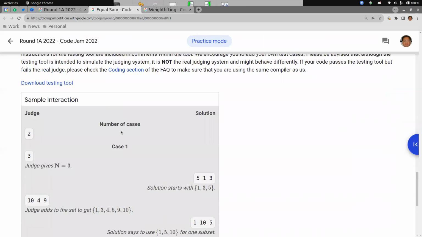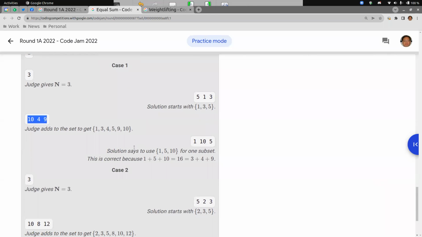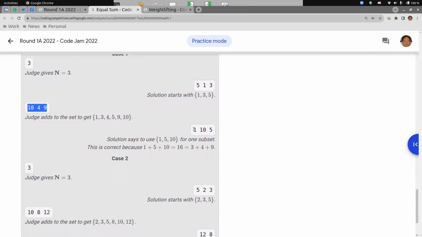So let's read this sample. There are 2 test cases. First, the judge tells you 3. So there's 3 numbers from you, so 6 numbers in total. You tell them 5, 1, 3. The judge tells you 10, 4, 9. So now your set is the 6 numbers. And then you output 1, 10, 5, because 1 plus 10 plus 5 is 16, and it happens to be exactly half of this sum.